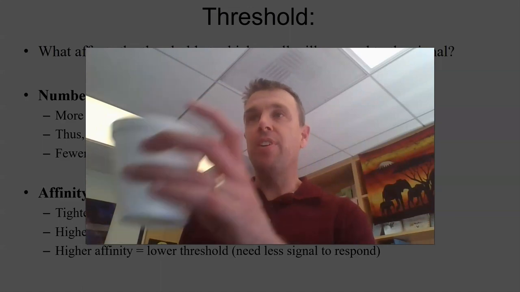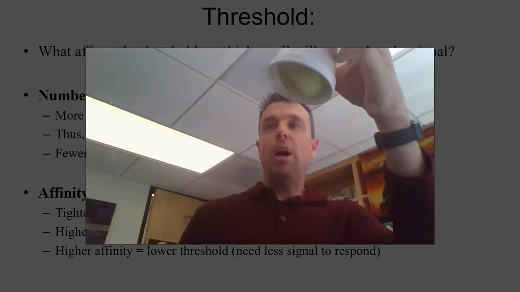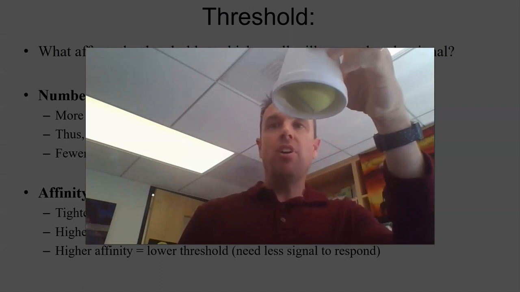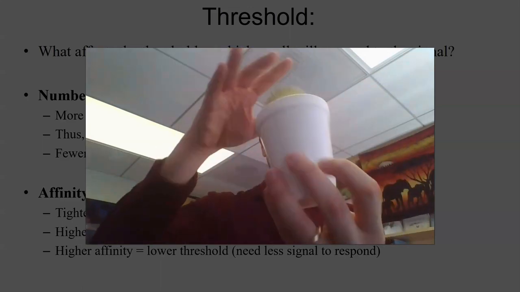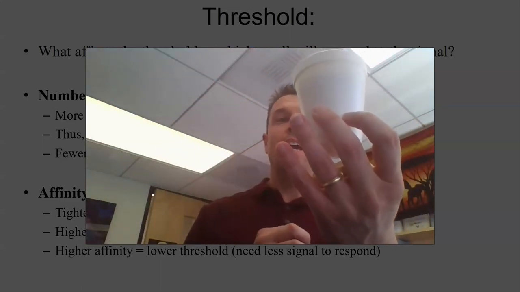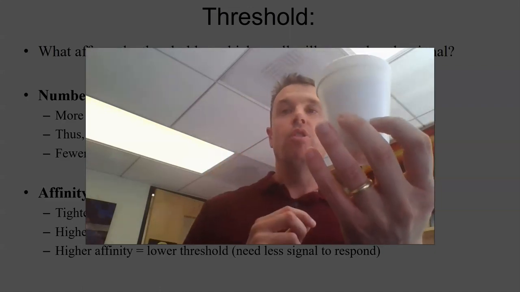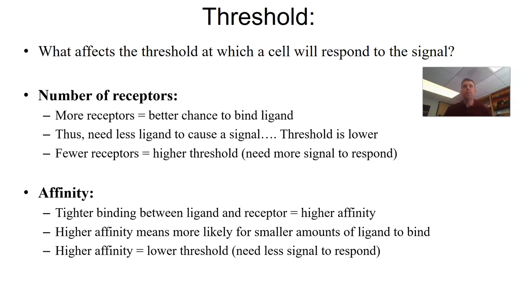And when it falls off, it's no longer bound, no longer signaling. However, if there's high affinity, once that ligand binds, it's bound tightly, it doesn't fall off, and you're continuing to get signaling. So with higher affinity, tighter binding, you have a more constant signal. You don't need as much ligand to get a signal. Therefore, your threshold is lower. So again, in summary, more receptors gives you a lower threshold. You don't need as much ligand. Higher affinity also gives you a lower threshold. You don't need as much ligand.